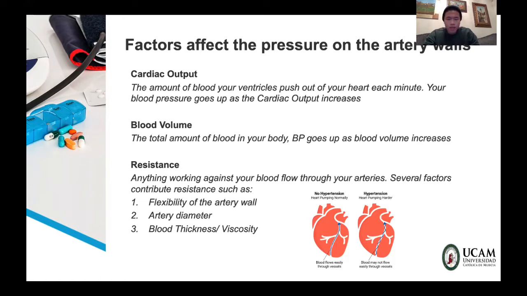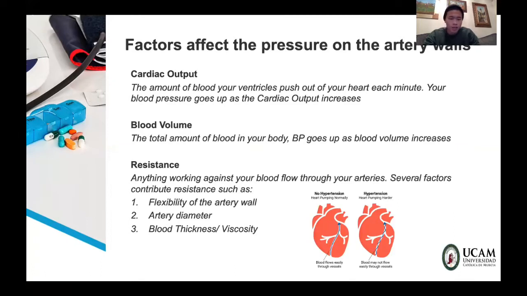Okay, so flexibility of the artery walls: your healthy arteries expand with each heartbeat to help reduce the blood pressure on the artery walls. And then the second one we have the diameter of your artery. Your body is able to increase the diameter of your arteries in order to lower your blood pressure, or reduce the diameter of the arteries to increase the blood pressure.